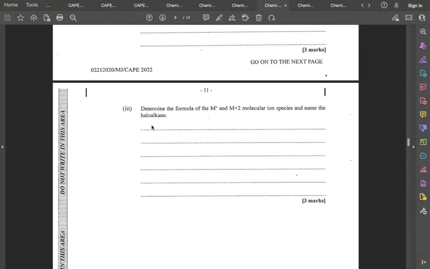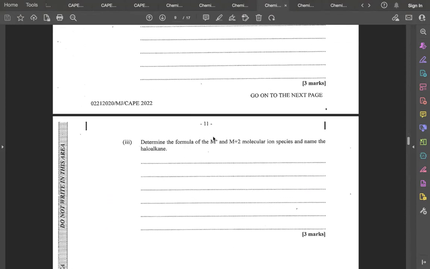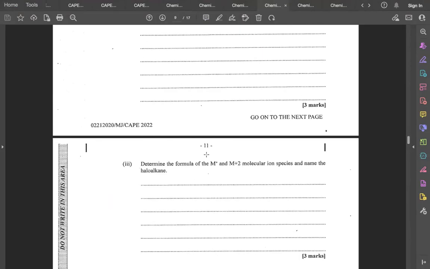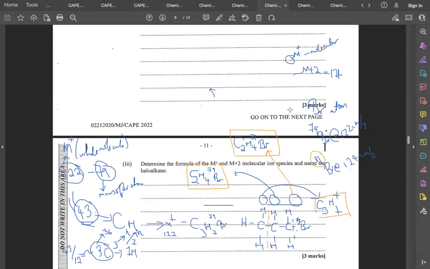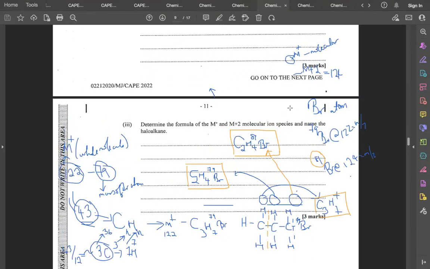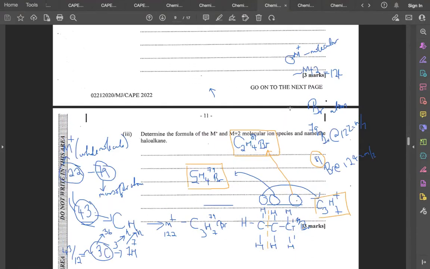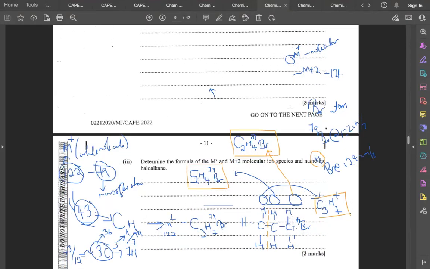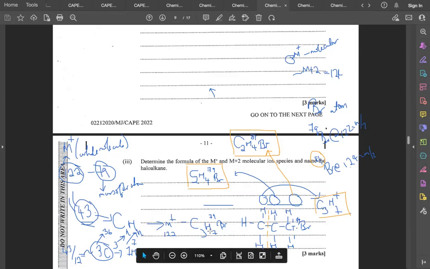All right, so the other question is saying now, deduce the formula of the M+ and the M+2 molecular ion species and name the haloalkane. So we did all of this already. So it's just a matter of bringing that down here, right? So let's go back up. Let's go back to what we had. So what did we have? So we have that our molecular ion, our M+, right, was this.